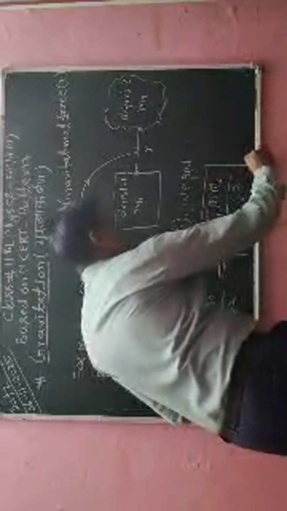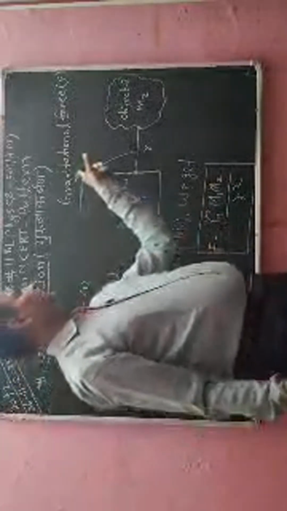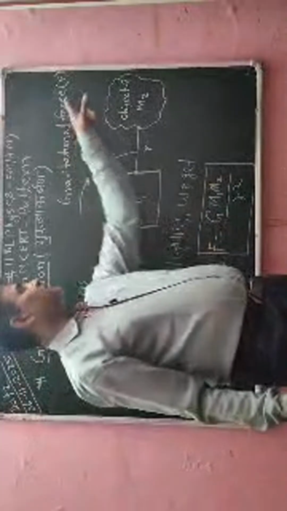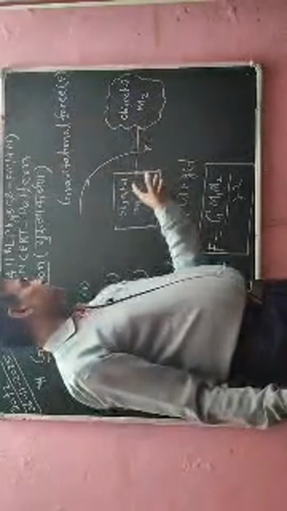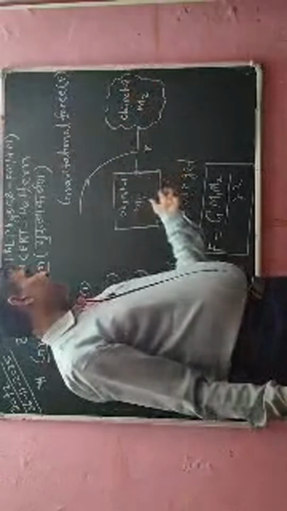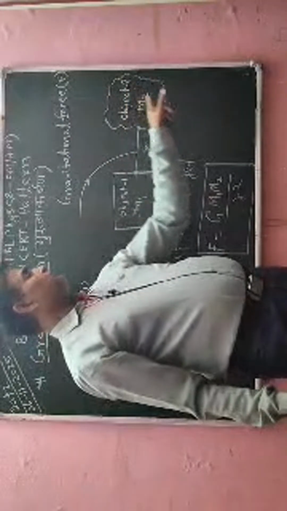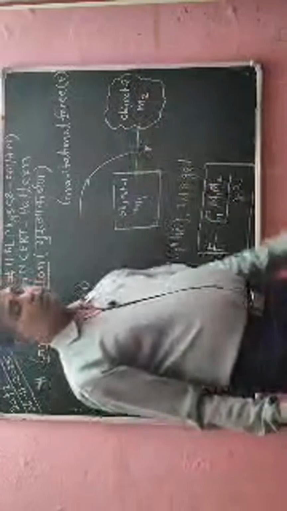F is known as gravitational force, and I have already written in the diagram gravitational force F, which is acting between two objects. One object is 1 and the other object is 2. Object 1 has mass M1 and object 2 has mass M2, and R is the distance between these two objects.